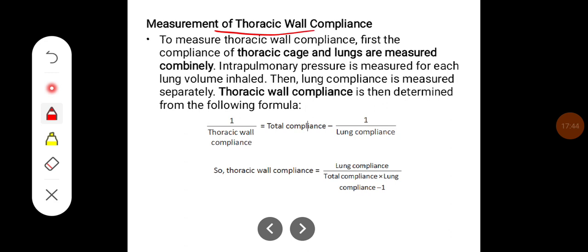So, measurement of thoracic wall compliance. To measure the thoracic wall compliance, first the compliance of the thoracic cage and lungs is measured combined. Intrapulmonary pressure is measured for each lung volume inhaled. Then the lung compliance is measured separately. The thoracic wall compliance is then determined from the following formula. So 1 divided by thoracic wall compliance is equal to 1 divided by total compliance minus 1 divided by lung compliance. So the thoracic wall compliance becomes lung compliance divided by total compliance into lung compliance minus 1.